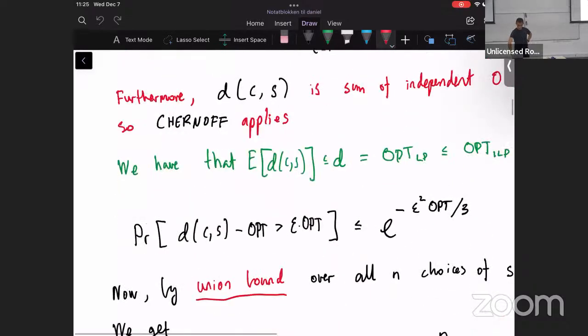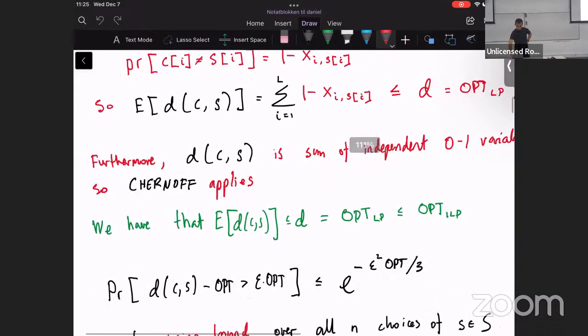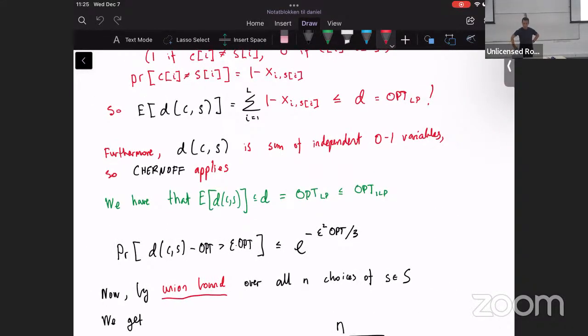Okay, so we were here. So now, what happens is that this is a sum of independent 0, 1 variables, right? And therefore, we can apply Chernoff bounds. I think I did teach you Chernoff bounds already, right? I hope I did. Okay, yes. Good. All right. So when do Chernoff bounds apply? Chernoff applies when your value is a sum of independent 0, 1 variables, right?